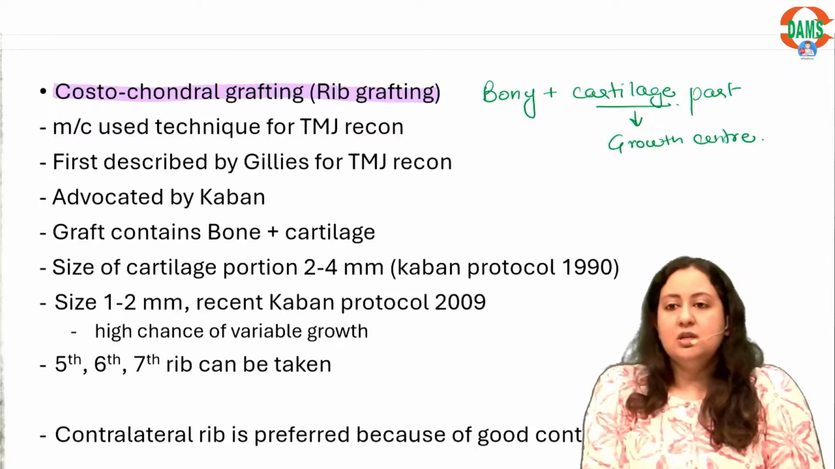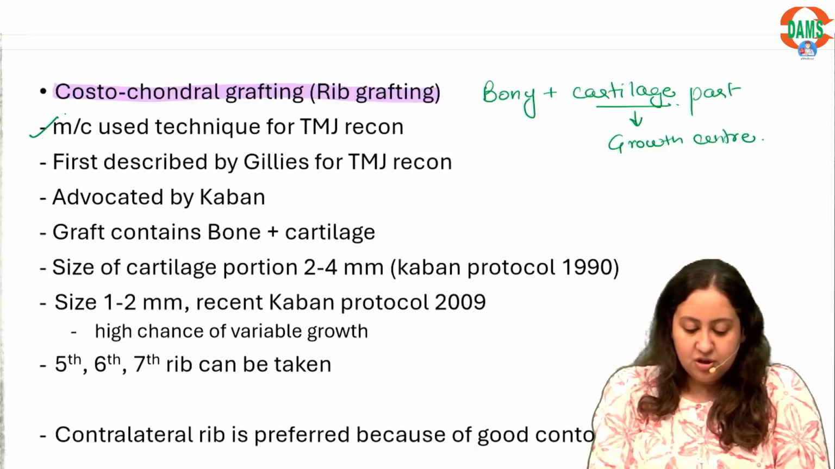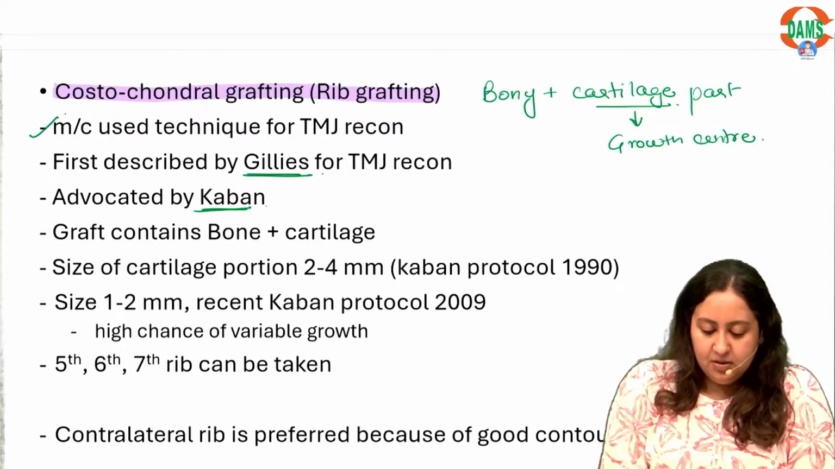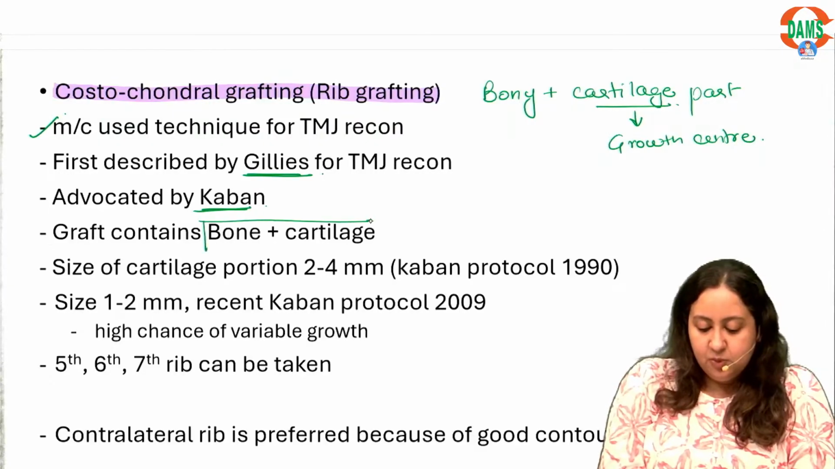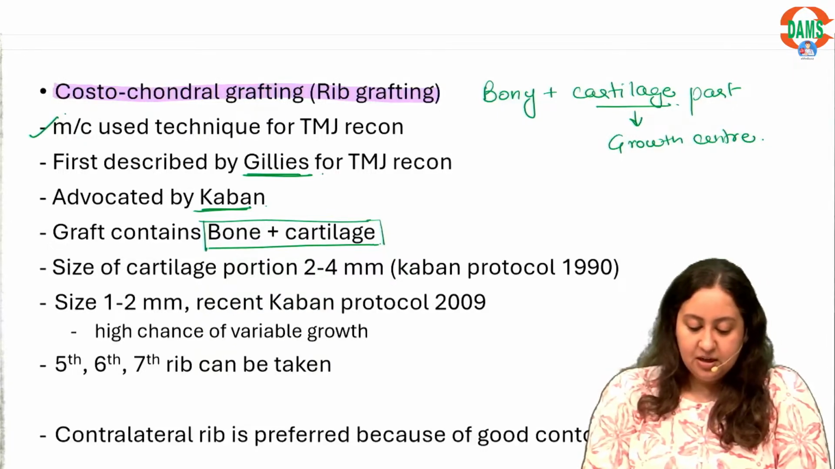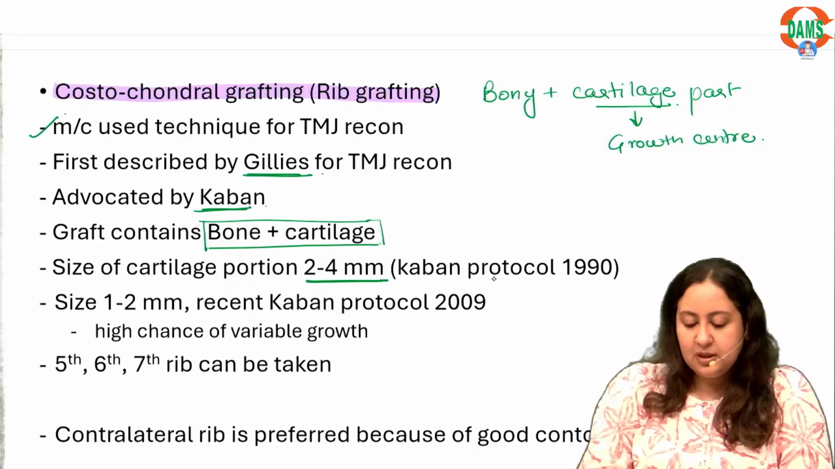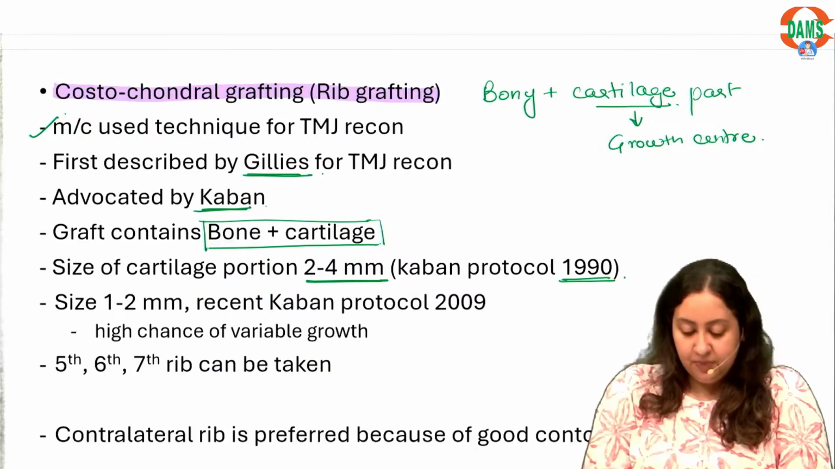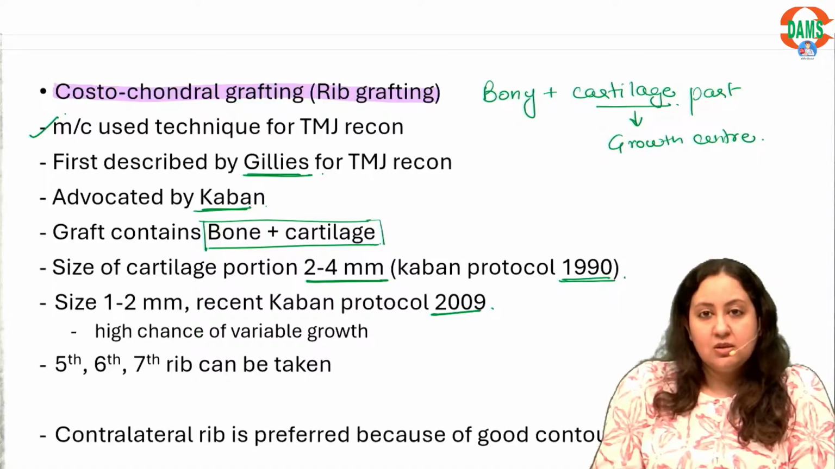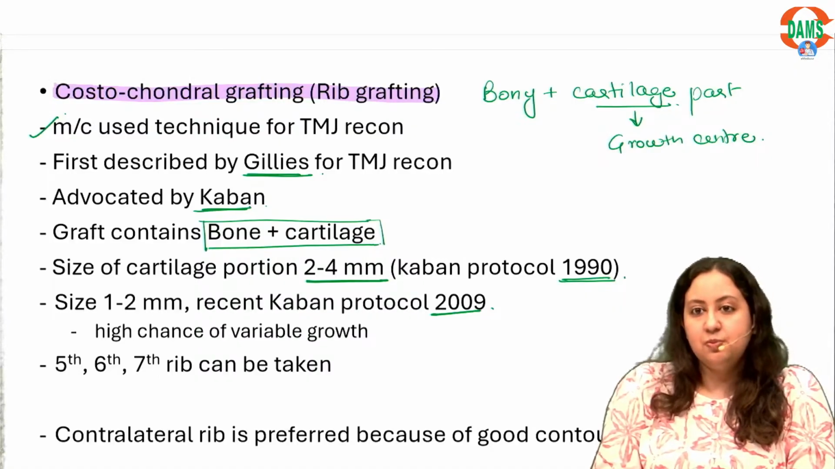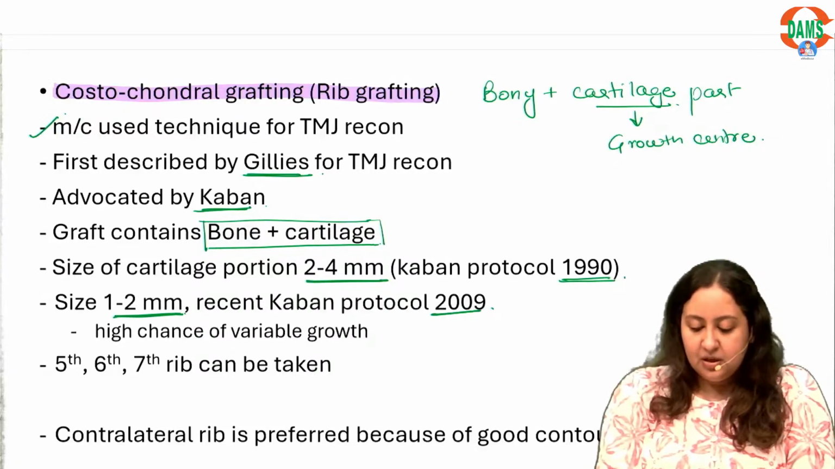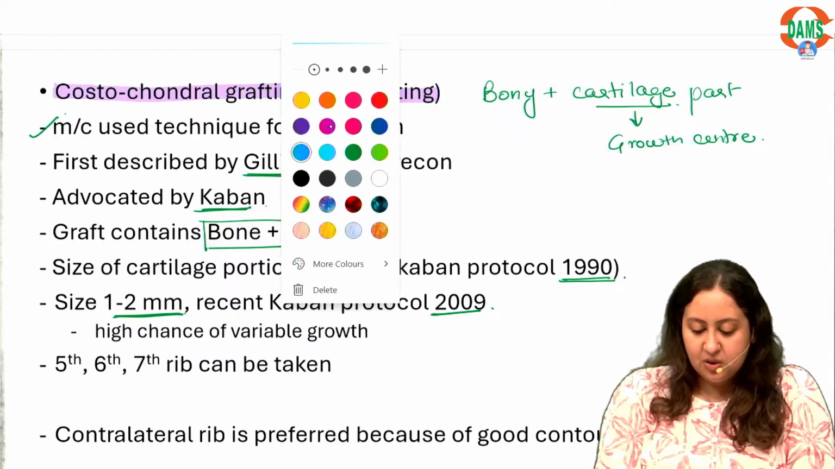It is the most commonly used technique for TMJ reconstruction. It was first described by Gillies and was advocated by Caban. The graft contains bone plus cartilage. The size of the cartilage portion was taken as 2 to 4 mm as per Caban's protocols in 1990. When he revised his own protocols in 2009, he said that the cartilage portion should be between 1 to 2 mm. Why? Because of high chance of variable growth.